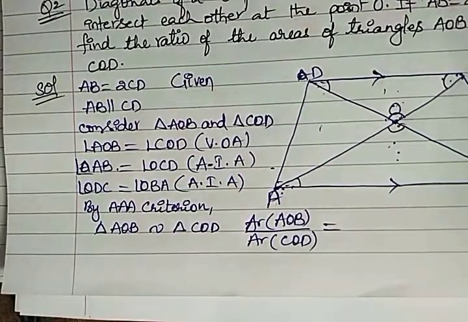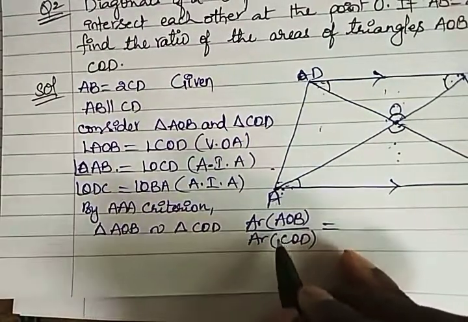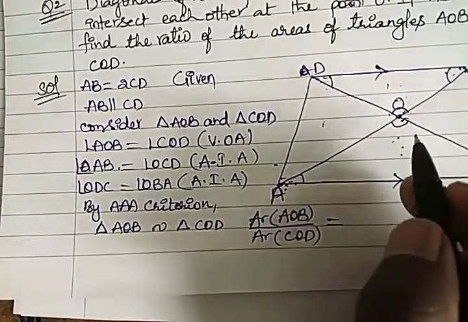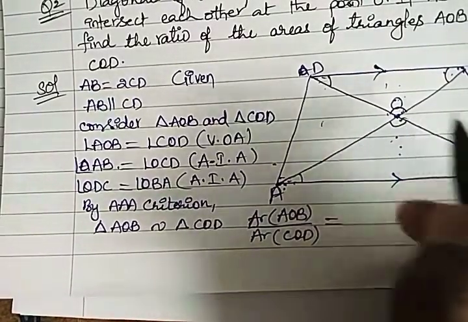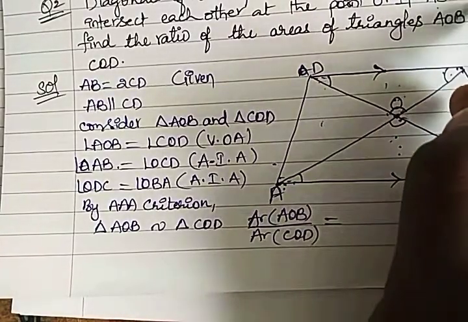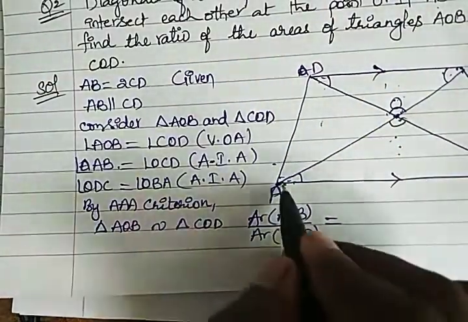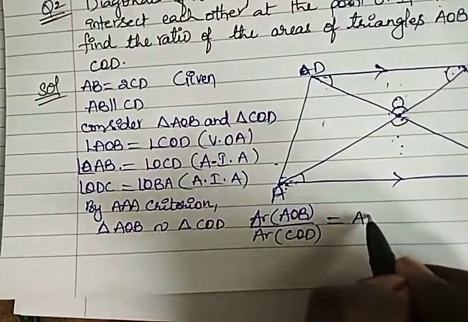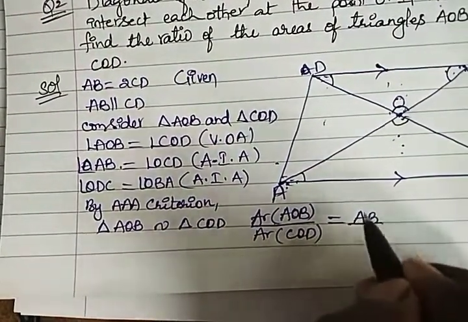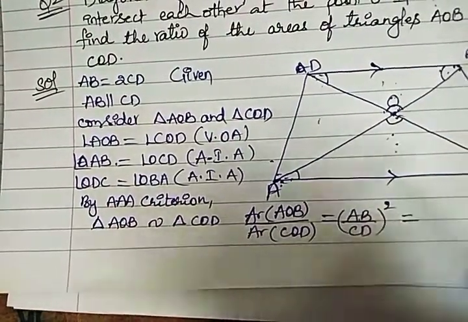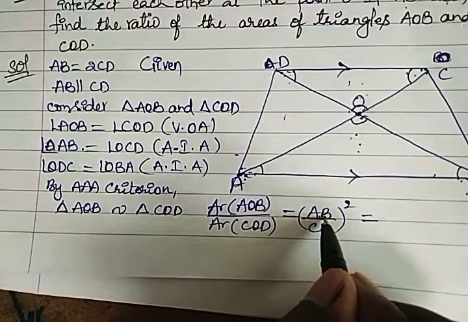What is this ratio equal to? Ratio of areas is equal to the square of the ratio of sides. So what are the corresponding sides? यहाँ पर हमें दिया है AB and 2CD relation. So we can take AB and 2CD relation. AB by CD whole square, where AB is equal to 2CD.